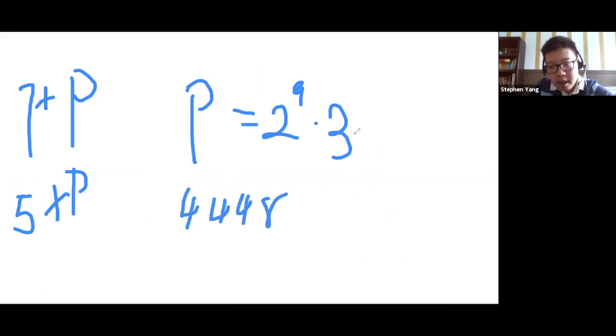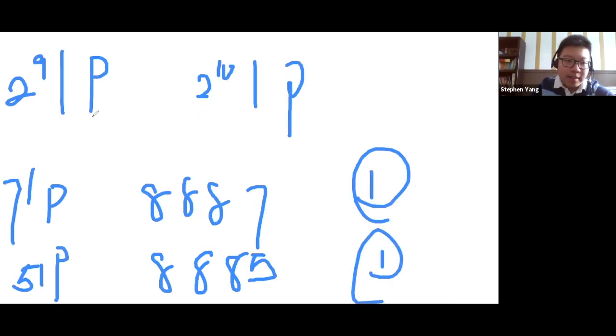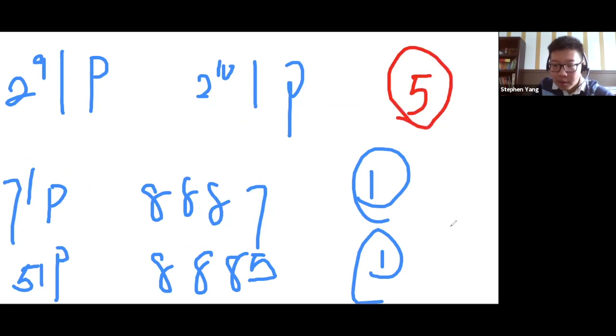And now let's look at how many 3s we can get at most. So you can have 8, 8, 8, 9. Which means this could be 3 to the 2nd power, which means you have 0th, 1st, and 2nd power, which means you have 3 solutions in this case. In this case, we'll have 5 solutions in total.